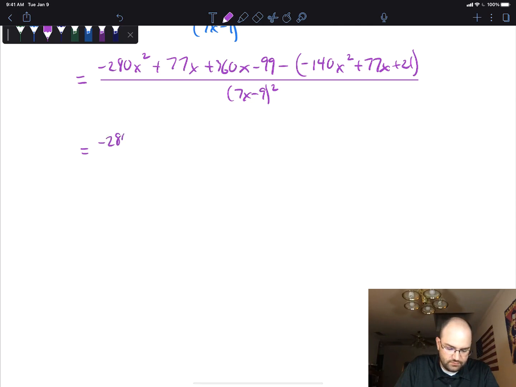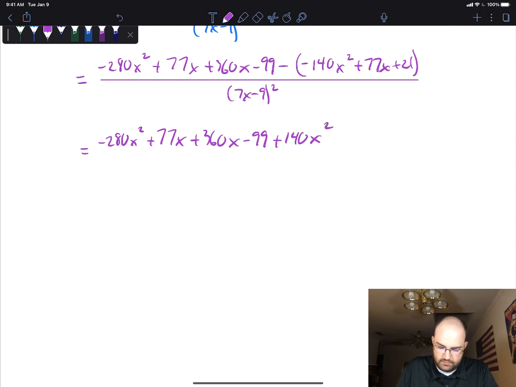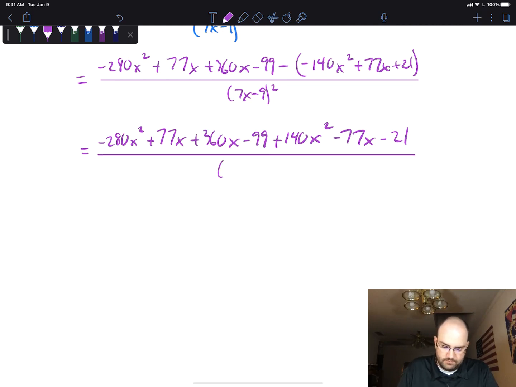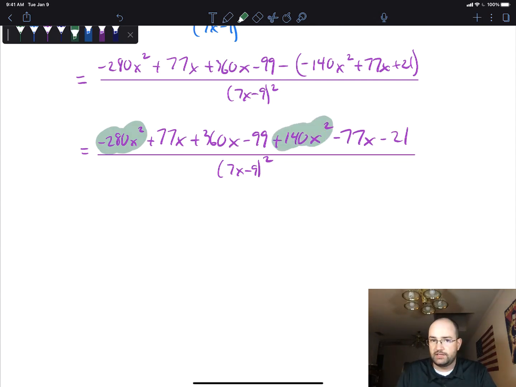So it gives me negative 280x squared plus 77x plus 360x minus 99 plus 140x squared minus 77x minus 21. Then all over 7x minus 9 squared. Awesome. And then just combine like terms. Negative 280x squared, positive 140x squared. Those two combine to give you negative 140x squared.